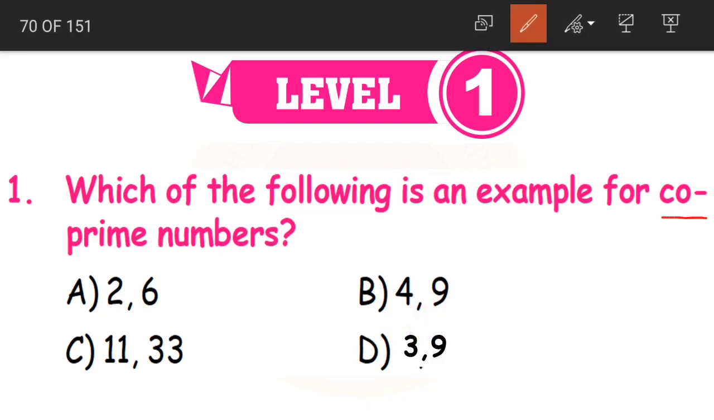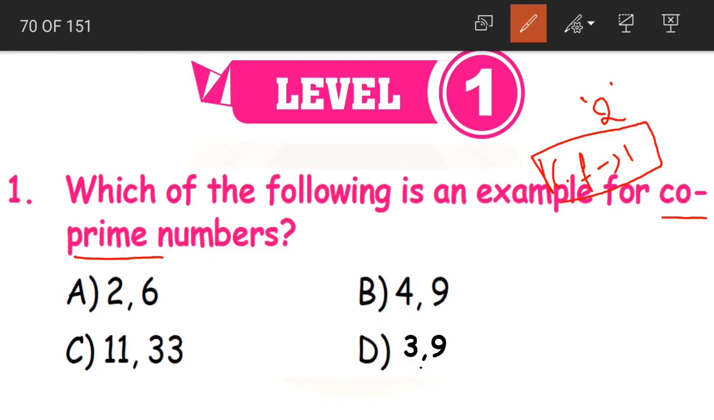Now what are co-prime numbers, children? Co-prime numbers are two numbers who share only one as their common factor. Yes, when we have two numbers, they need not be prime numbers. They can be composite as well. But they have only one common factor, that is 1. 1 is their only common factor. Then we call such numbers as co-prime numbers.